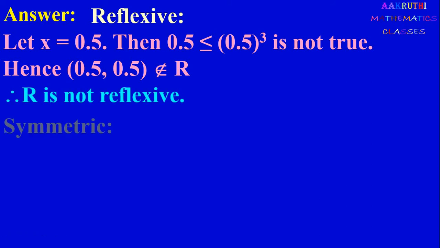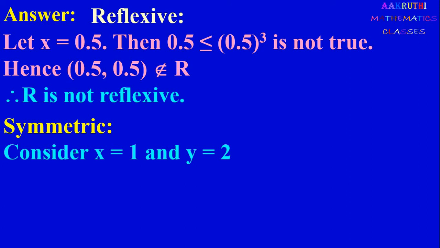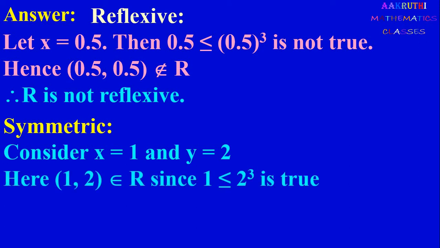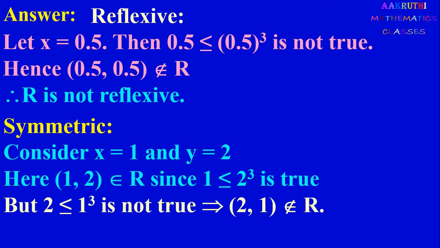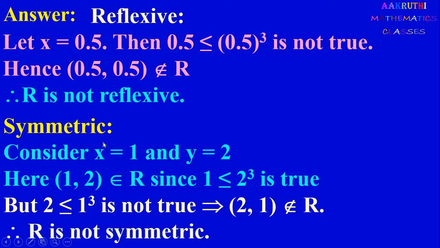Next we consider symmetric. We take x equal to 1 and y equal to 2. Now here also (1, 2) belongs to R, since 1 is less than or equal to 2 cube, 1 less than or equal to 8, is true. But 2 less than or equal to 1 cube, that is 2 less than or equal to 1, is not true. Therefore (2, 1) does not belong to R. So (1, 2) belongs to R but (2, 1) does not belong to R. Therefore R is not symmetric.